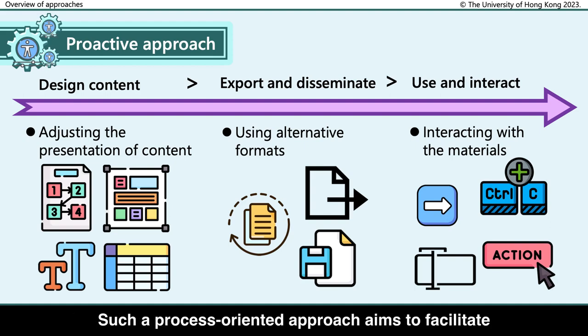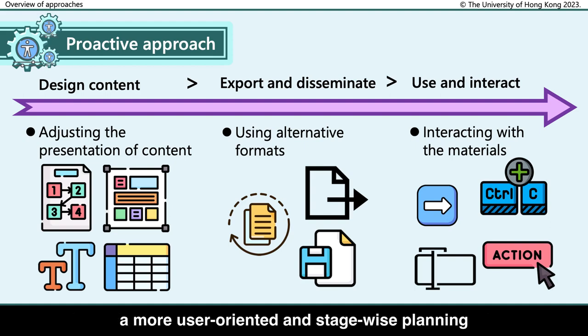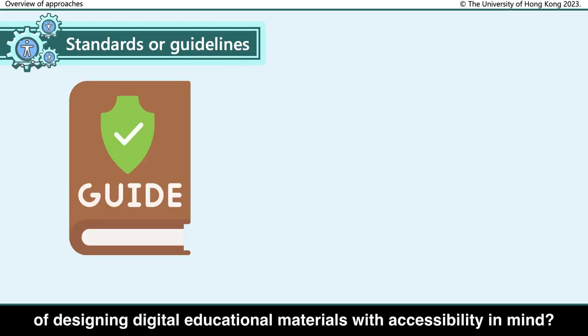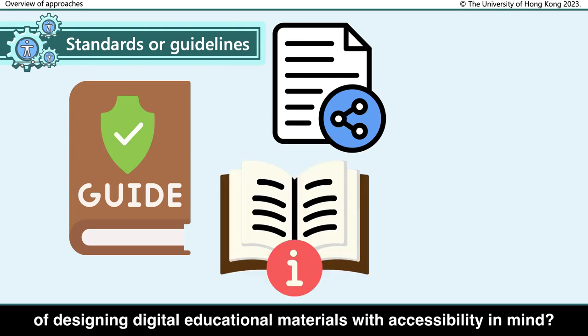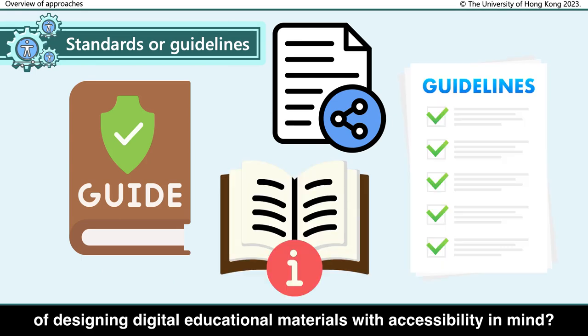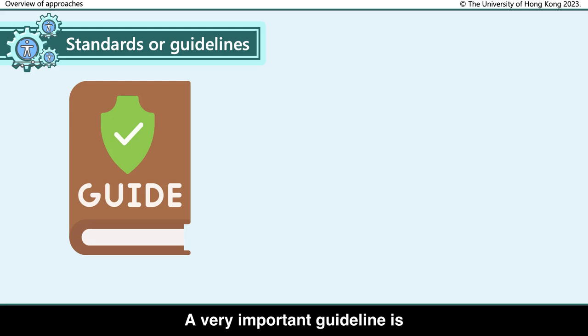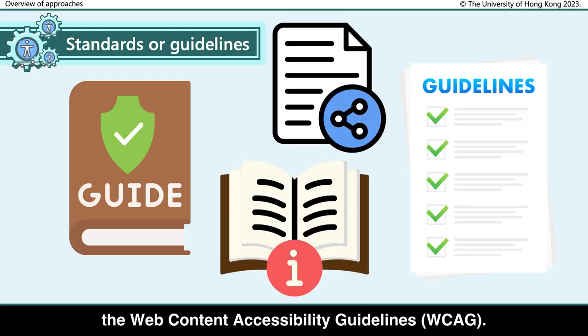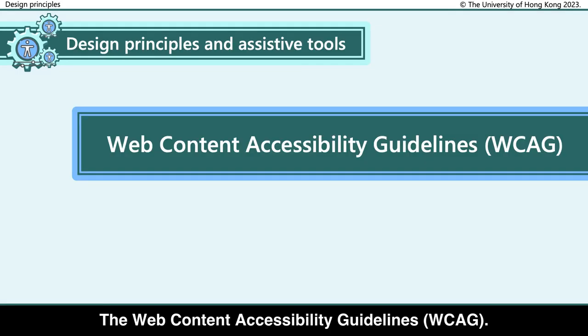Such a process-oriented approach aims to facilitate a more user-oriented and stage-wise planning to make accessibility become an inherent part of the creation and delivery processes. So what are the standards or guidelines of designing digital educational materials with accessibility in mind? A very important guideline is the Web Content Accessibility Guidelines, WCAG.